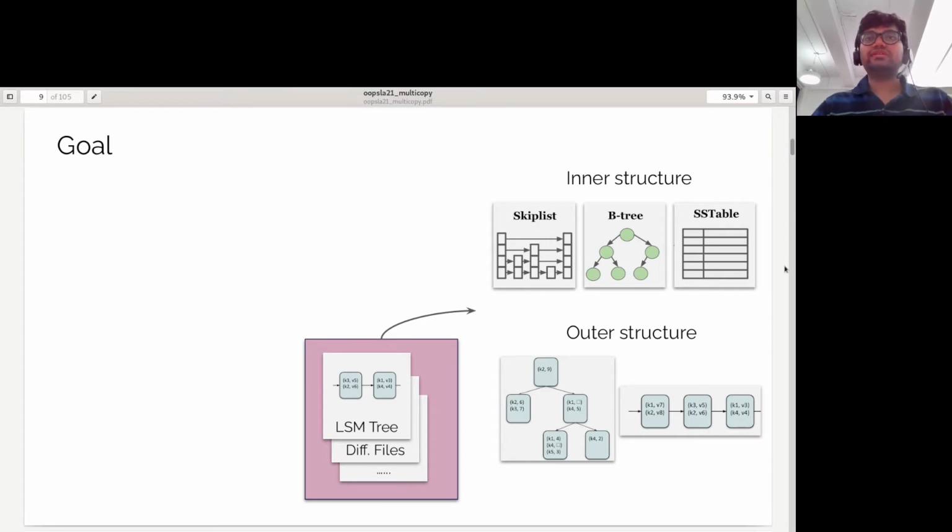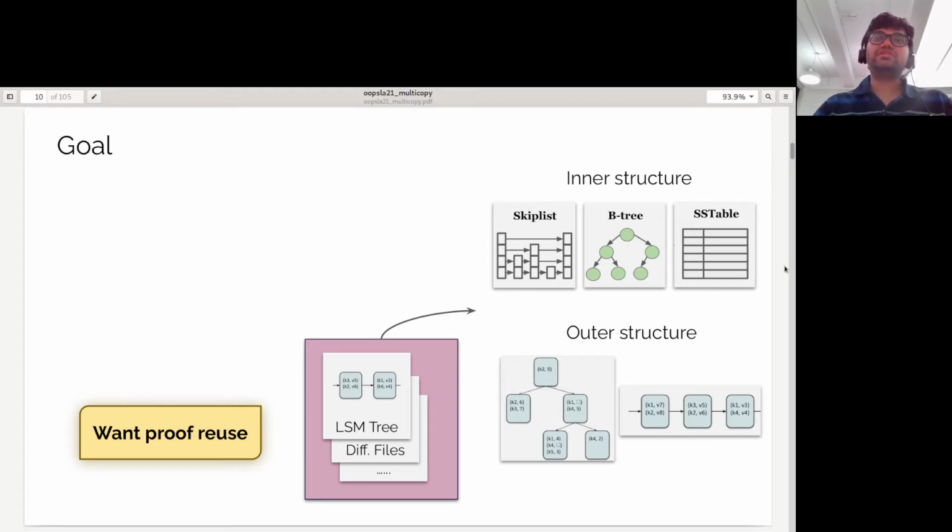So verifying these implementations individually is a difficult and challenging task. The way we want to approach this problem is that we want as much proof reuse as possible. We want the proof of one implementation to be useful towards proving other implementations as well.